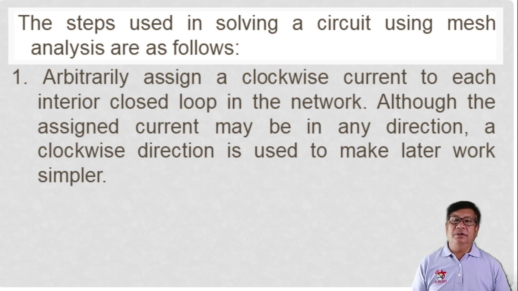We have these steps used in this mesh method or loop method for solving a circuit. Number one, arbitrarily assign a clockwise current to each interior loop in the network. When we say loop, it is continuous, there is no open circuit, the current path is continuous. So try to assign a clockwise direction for this independent loop current. Although the assigned current may be in any direction, a clockwise direction is used to make later work simpler, so that we will agree with each other.